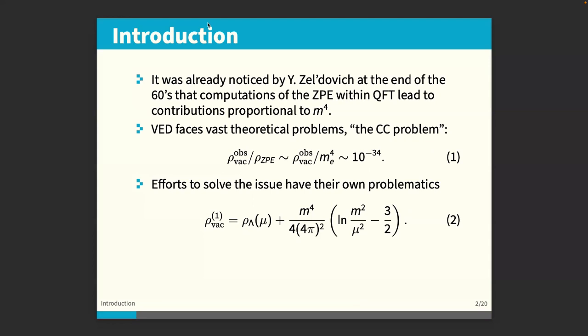Some efforts to solve this problem have their own problematics. For instance, the MS-bar scheme of renormalization leads to that expression for the one-loop correction to the vacuum energy density, and we end up with this expression. If we want the left-hand side to be equal to the observed value in cosmology, we have to set these two terms to add up to a small value. This term here is of order m to the fourth, and this term here is of the order of 10 to the minus 47 GeV to the 4 in natural units in cosmology. So we have to set this quantity with a crazy precision of several decimal places. This is what we call the fine-tuning problem.